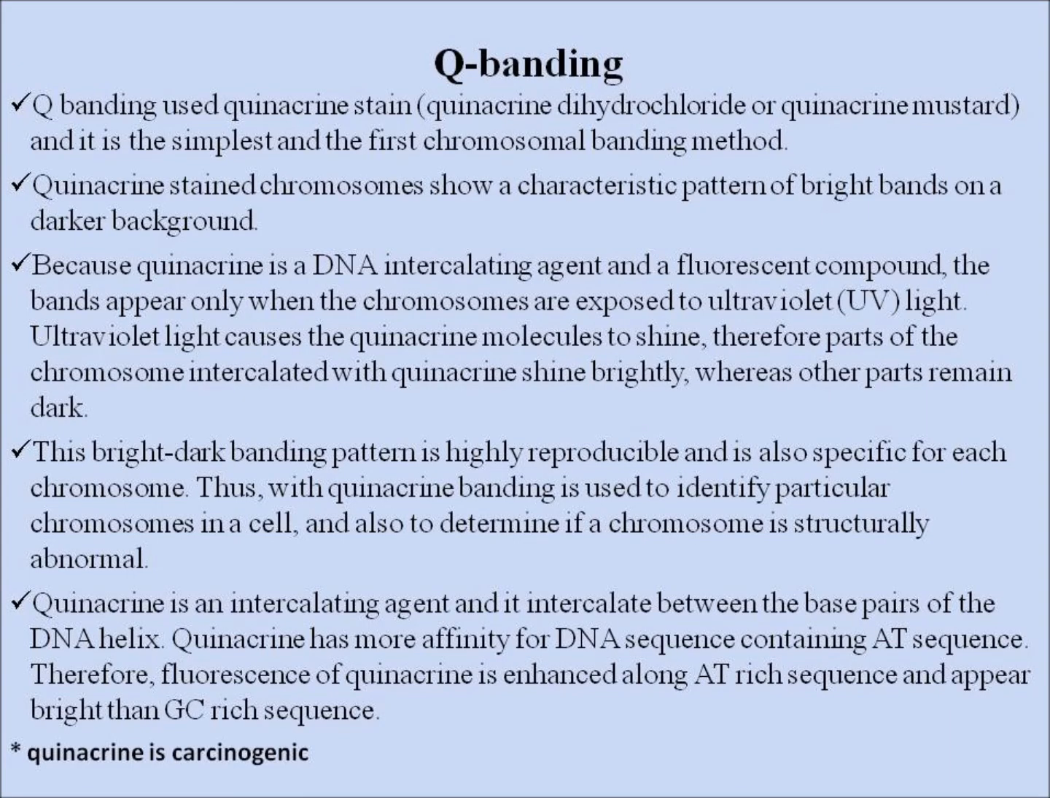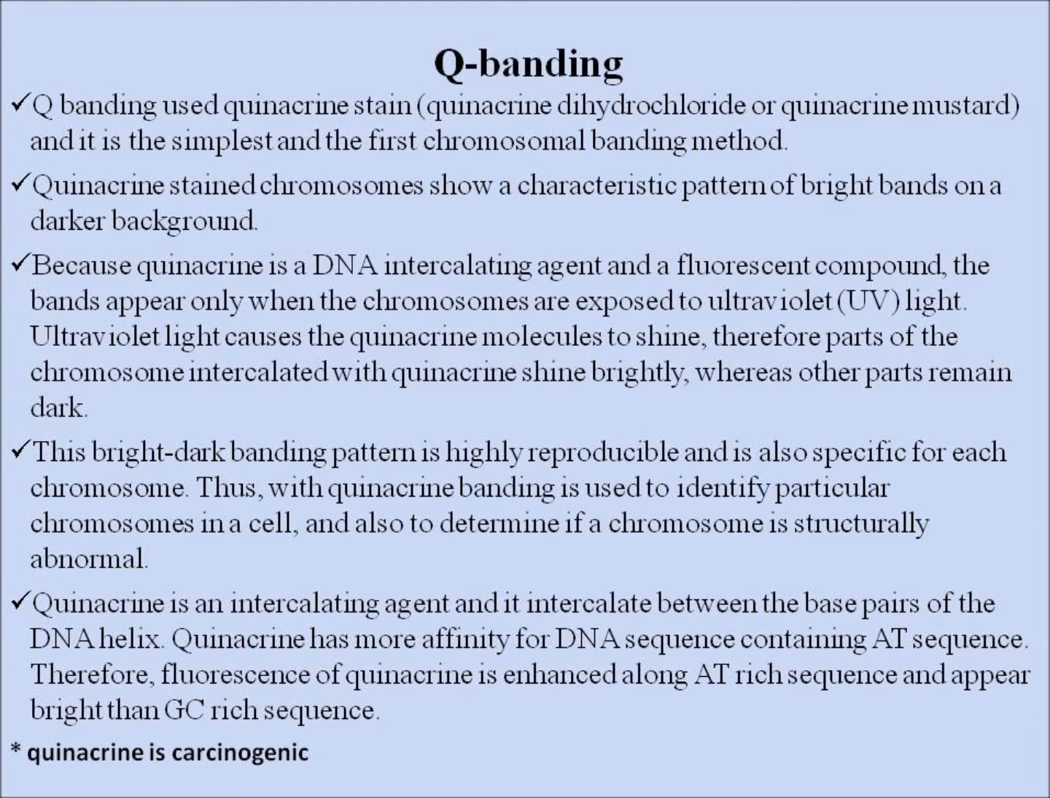Q banding. Q banding uses quinacrine stain, quinacrine dihydrochloride or quinacrine mustard, and it is the simplest and the first chromosomal banding method. Quinacrine stained chromosomes show a characteristic pattern of bright bands on a darker background. Because quinacrine is a DNA intercalating agent and a fluorescent compound, the bands appear only when the chromosomes are exposed to ultraviolet or UV light.